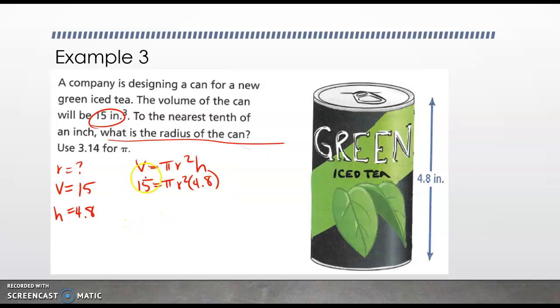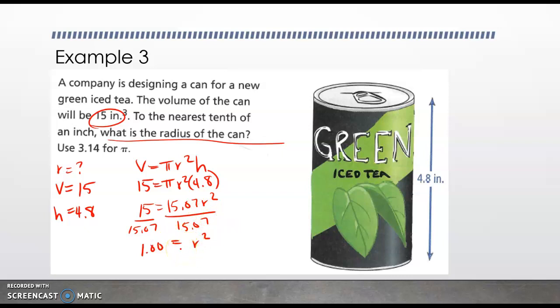I'm going to take 4.8 times pi, so 3.14. So now I have 15 equals 15.07, because 4.8 times pi is 15.07. And then I'm going to divide by 15.07 because I want to get R by itself. Now, don't stop here. 15 divided by 15.07 is approximately 1. 1.00 is what I have written on my paper, equals R squared.